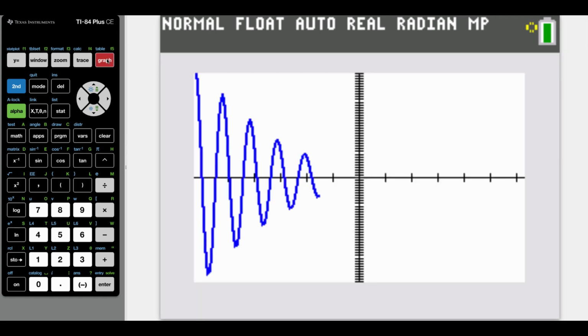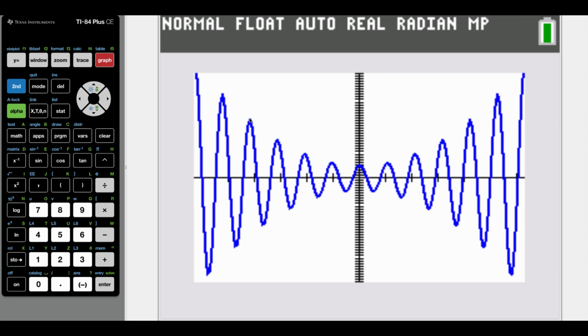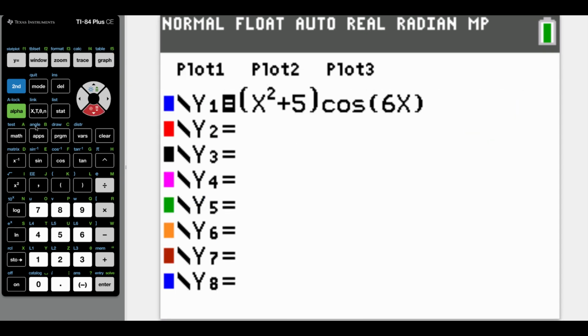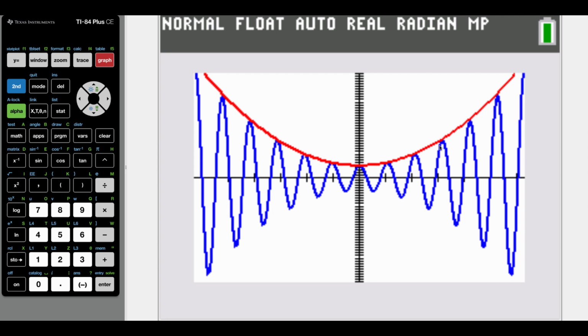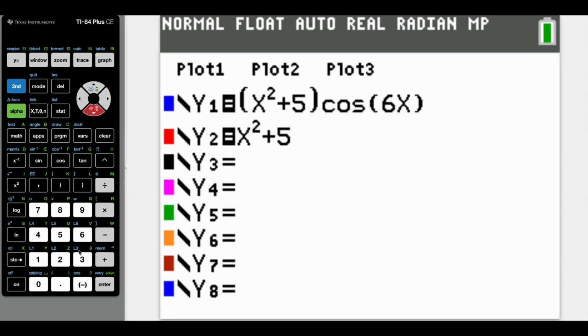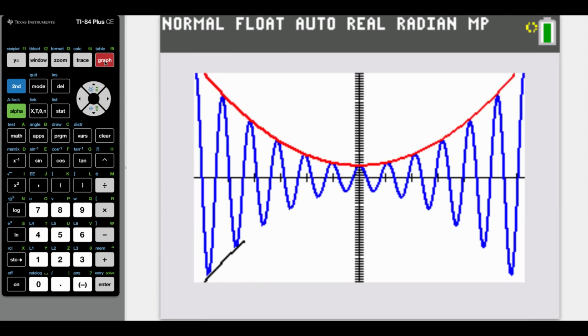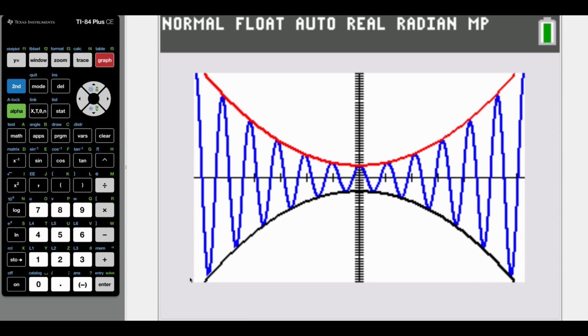Now when I hit graph, what I can see happening is the height of my wave is changing as we get closer and closer to the origin. And it's because we multiplied that cosine function by that x squared plus 5. Now if I go back into my y equals, and for my y2, I put in the x squared plus 5 and hit graph, I can see that that parabola traces the tops of those waves. And if I look on the bottom, similar things are happening. If I go to y3 and put negative x squared plus 5 and hit graph, then that graph traces the bottom of my waves.